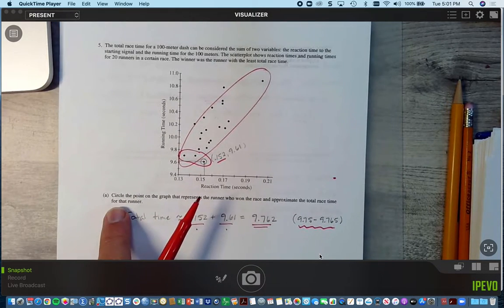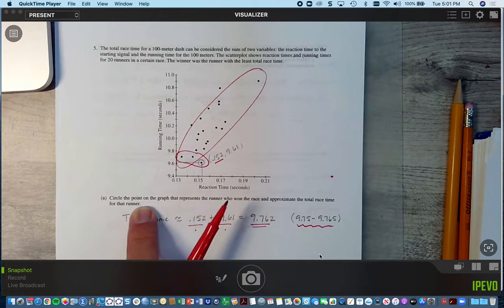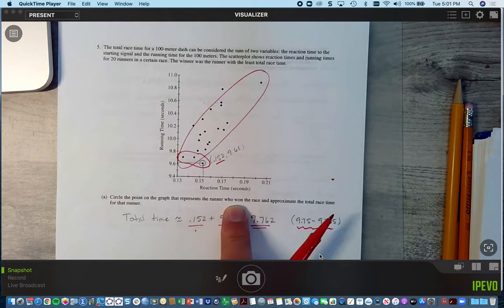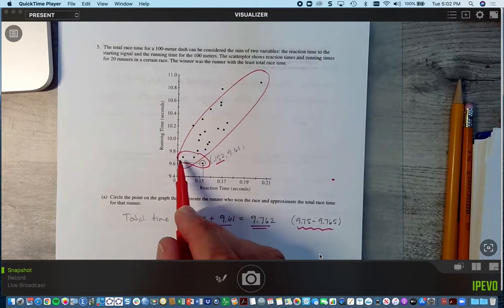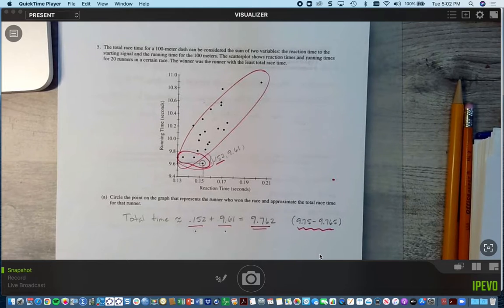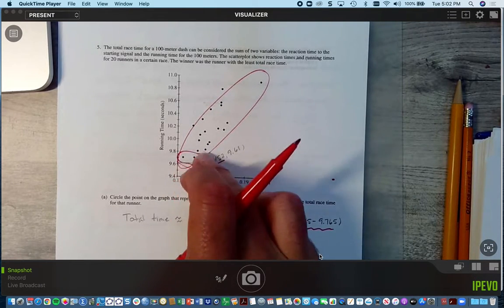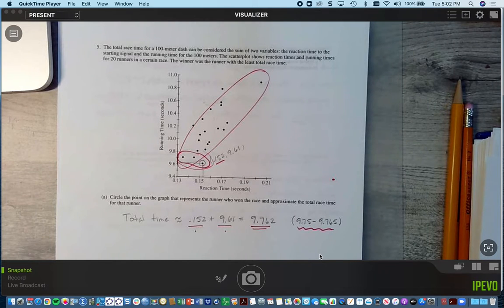Okay, and then this one says we want to circle the point on the graph that represents the runner who won the race. All right, so we want somebody who has a short running time and also a quick response time, or a reaction time. I circled these three down here because when I first did this problem, I looked at all three of those points. I knew that the winner had to be down here in the bottom left-hand corner somewhere.